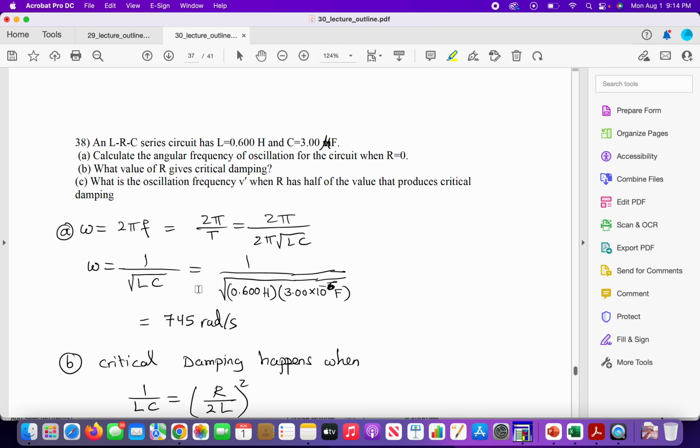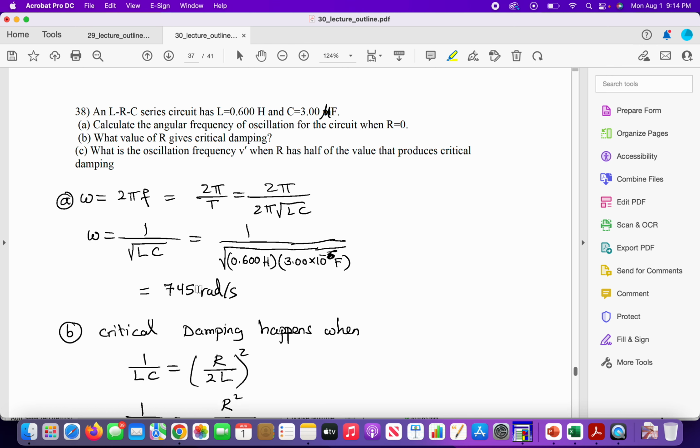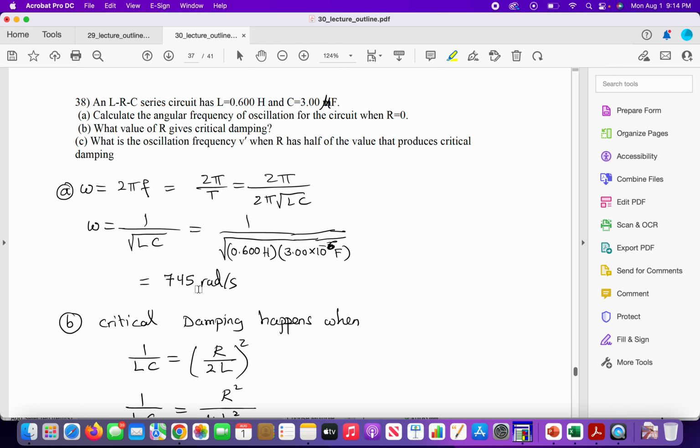Okay, then now here we have an LRC series circuit that has L equals 0.6 Henry and C equals 3 microfarads. Calculate the angular frequency of oscillation for the circuit when R equals 0.